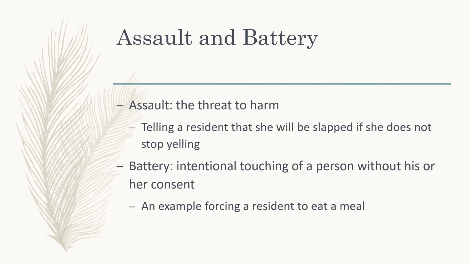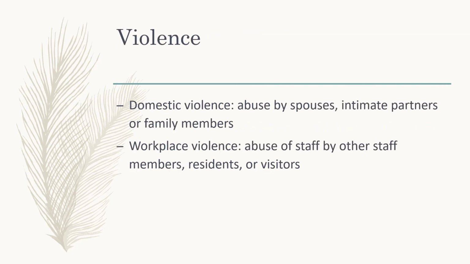Assault is a threat to harm a person, resulting in them feeling fearful that he or she will be harmed. Battery is intentional touching of a person without his or her consent. An example would be hitting or pushing a resident, but also another example would be forcing a resident to eat a meal. Domestic violence is abuse by spouses, intimate partners, or family members. Workplace violence is abuse of staff by other staff members, residents, or visitors.